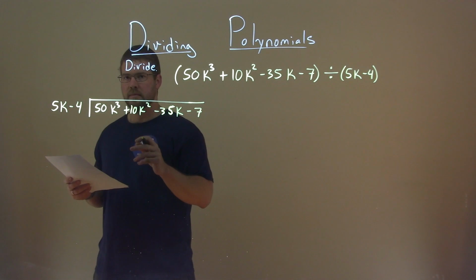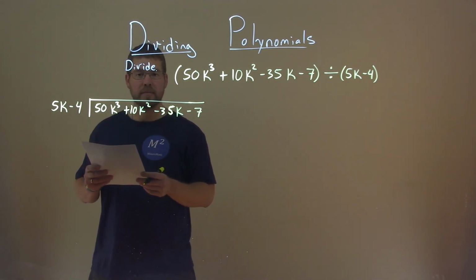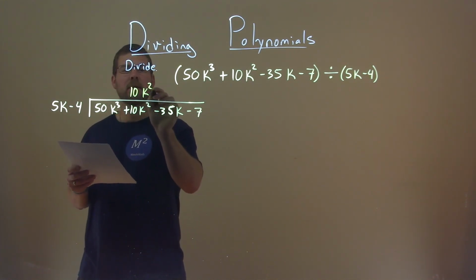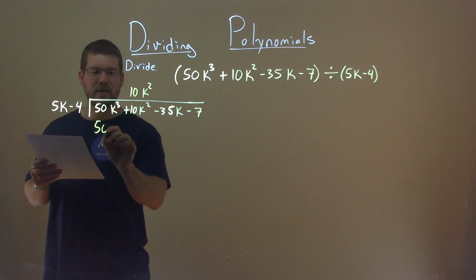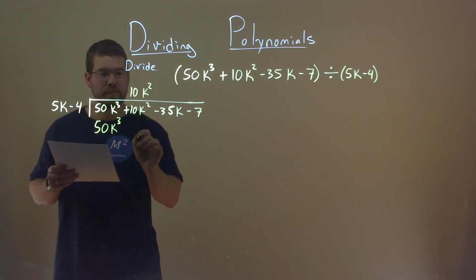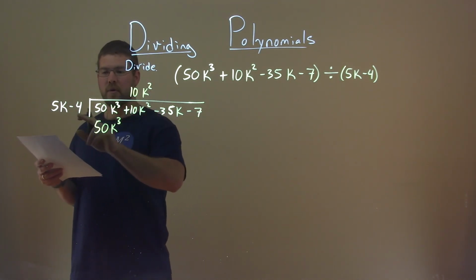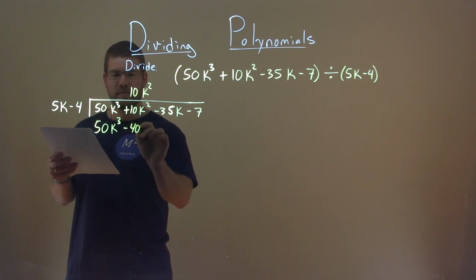So now we have to ask ourselves a few questions. What number times 5k gets me 50k to the third power? And that's going to be a 10k squared. 10k squared times 5k is that 50k to the third power. 10k squared, now multiplied by both parts, 10k squared times a negative 4 is a negative 40k squared.